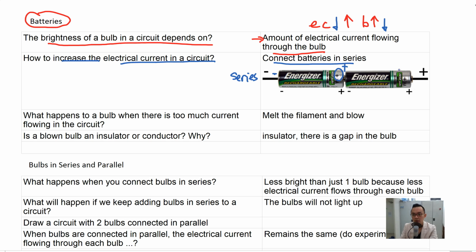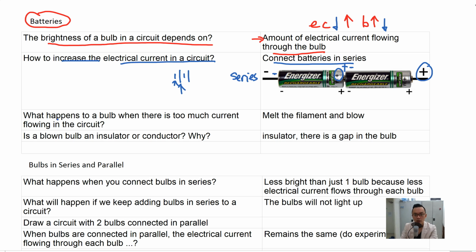You can see here. Then this is the negative part. This is the positive part. So negative to positive, that's in series. If you draw in the circuit diagram, it looks like this. All right, so this stands for the negative. This long stroke stands for the positive. You can also connect batteries in parallel, but you have not learned that in primary 6, so it's okay.